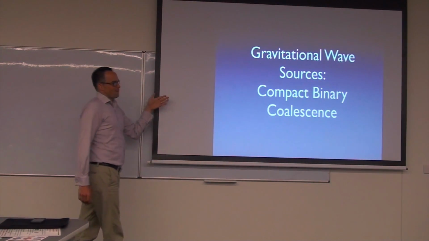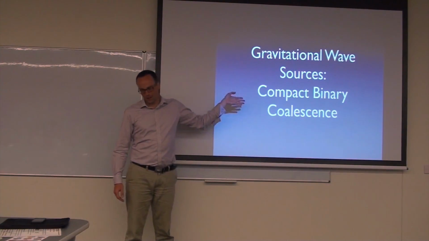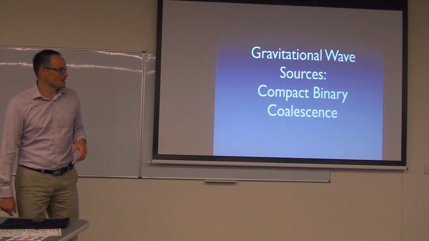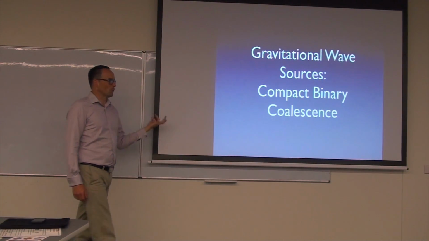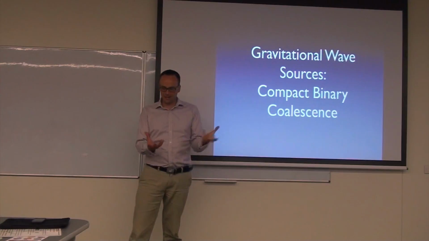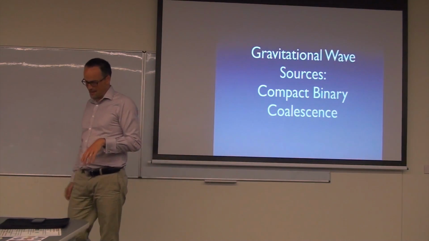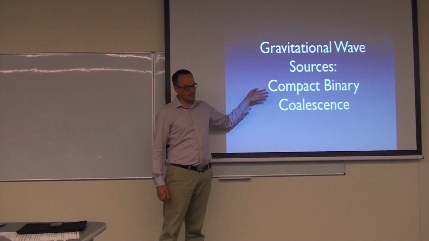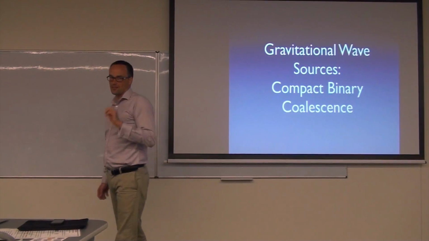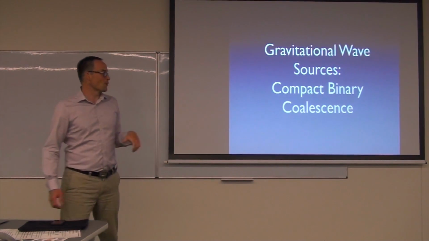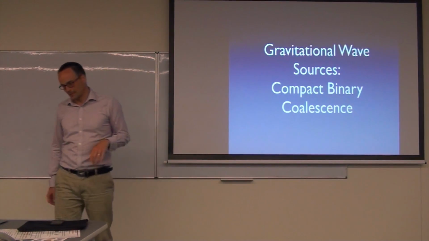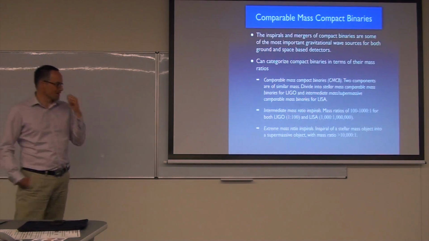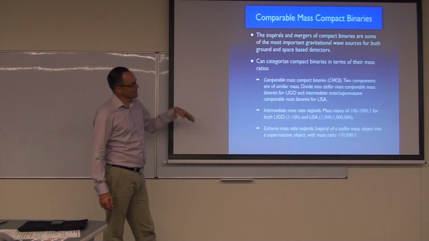Now if we want to have a compact binary that coalesces, so it actually reaches the innermost stable orbit and then the two objects merge, the objects have to be very small, because otherwise they can't get close enough together to reach the ISCO. And so for coalescences that we see with LIGO or LISA, you need there to be black holes or neutron stars in the system. White dwarfs are too big, and they can't get close enough. Okay. So how do you form black holes and neutron stars? That's what I'll be talking about first.